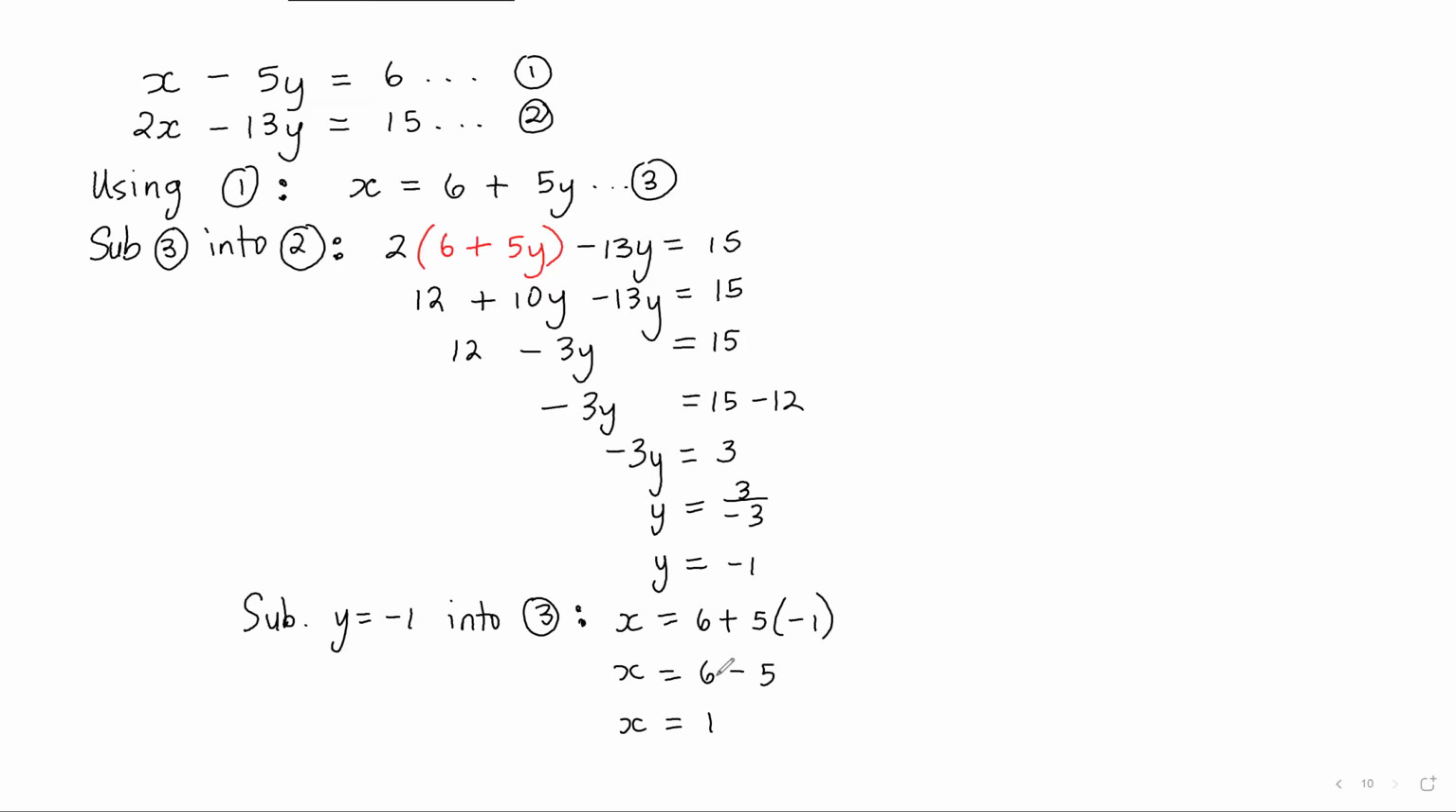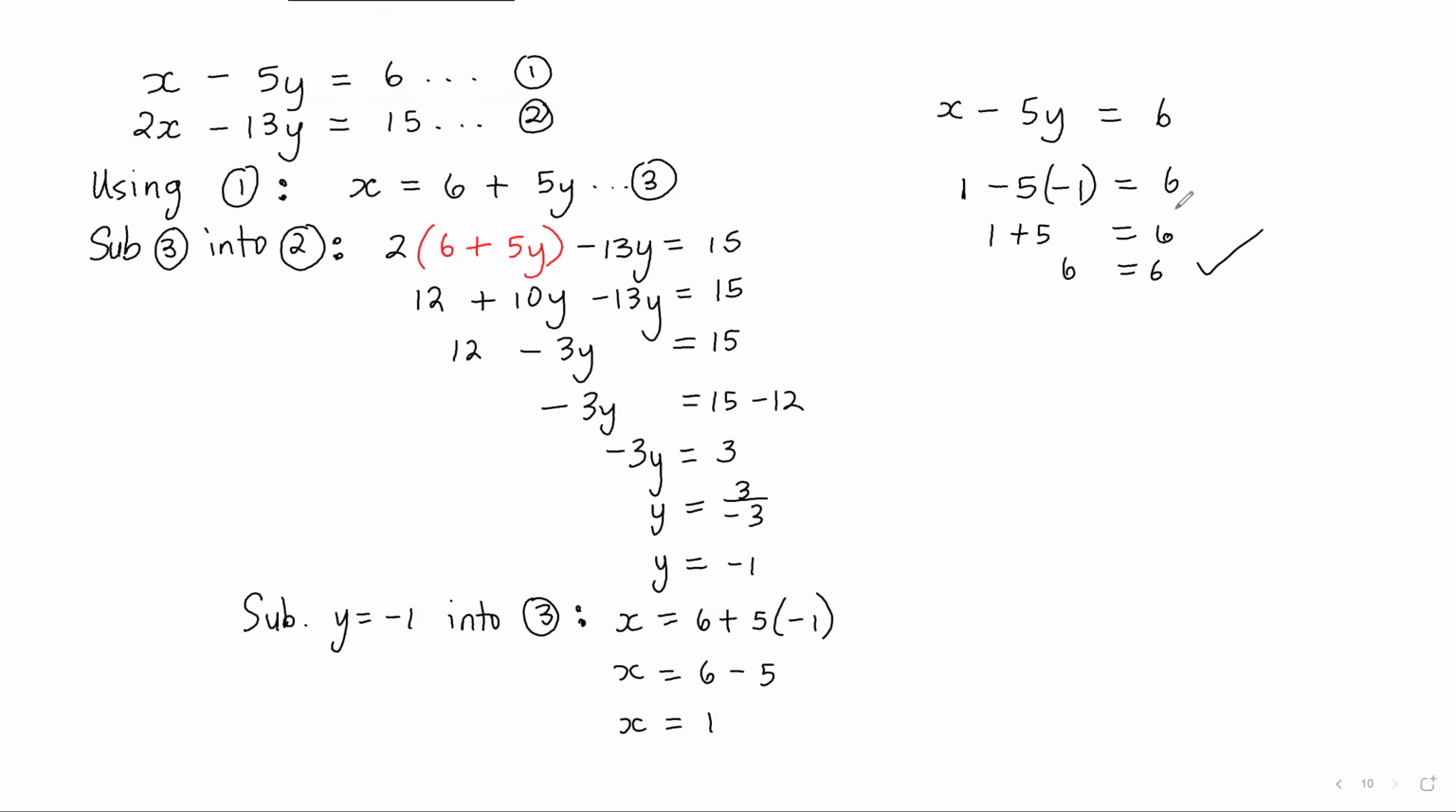Substituting x is 1 and y is negative 1 into equation 1. Equation 1 is x minus 5y is equal to 6, right? So I need the left-hand side to also be equal to 6. So x is 1 and y is negative 1. So that would be 1 take away 5 times negative 1. That would be 1 minus 5 times negative 1, which is plus 5. So here it works out because the left-hand side is equal to the right-hand side. So it substitutes correctly into equation 1.